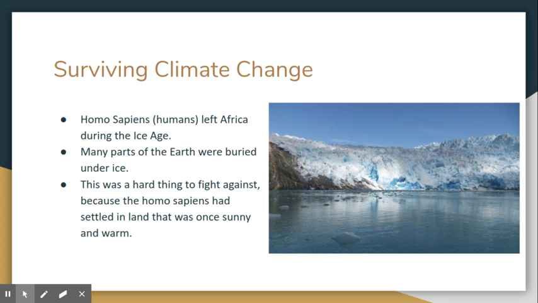Now, how would your body adapt when you are so used to being warm and then eventually get stuck under ice? Everything was freezing, everything became completely frozen over. This was hard to fight against, but the Homo sapiens were one of the only different cultures to survive due to our ability to adapt, our ability to find resources to become successful in different climates. You've got to think they were used to warm, sunny weather. This was a completely different ballgame.